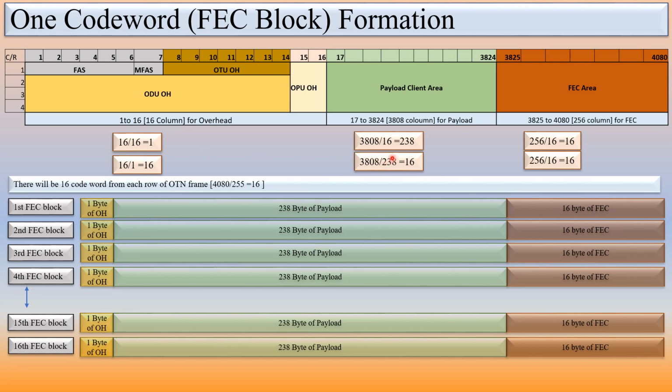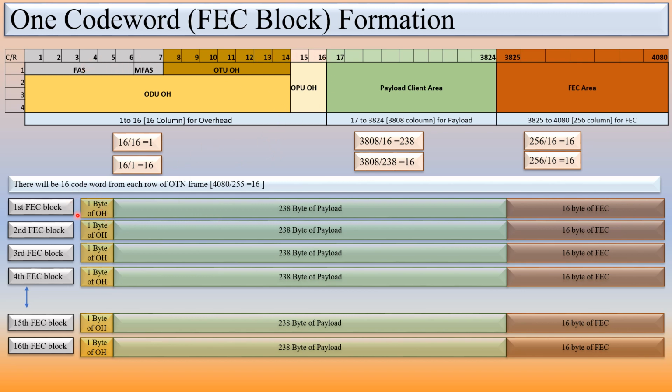In the same way, if you are using 238 bytes from the payload area for each FEC block, you can create 16 FEC blocks. So this is the reverse calculation. By this formula, you can get how many bytes are in each FEC block. If 1 byte is used from the overhead area, 238 from the payload, and 16 from the FEC area, then how many FEC blocks can be created? So this is about the FEC block formation.